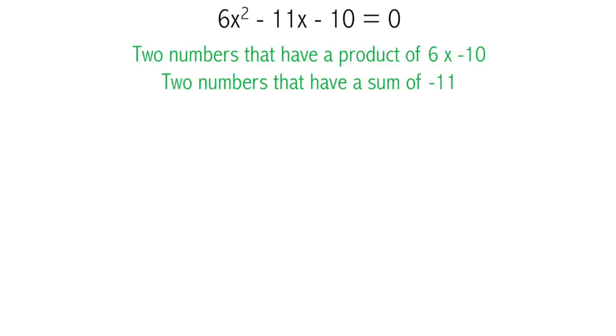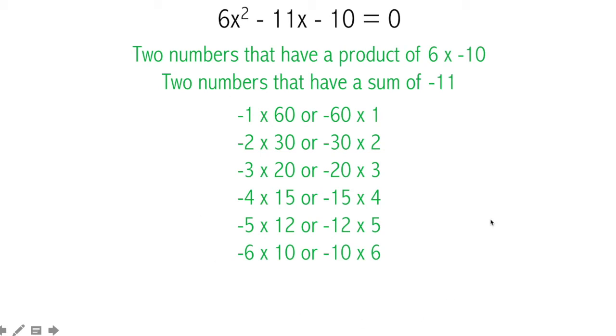The first thing we're going to look at is solving quadratic equations. The first method we use is factorizing. This works if you can find two whole numbers that have a product equal to the coefficient of the x squared term multiplied by the last term. So if you can find two numbers that have a product of minus 10 into 6, which is minus 60, and those two numbers also add up to the coefficient of the second term, which is minus 11, then you can use factorization.